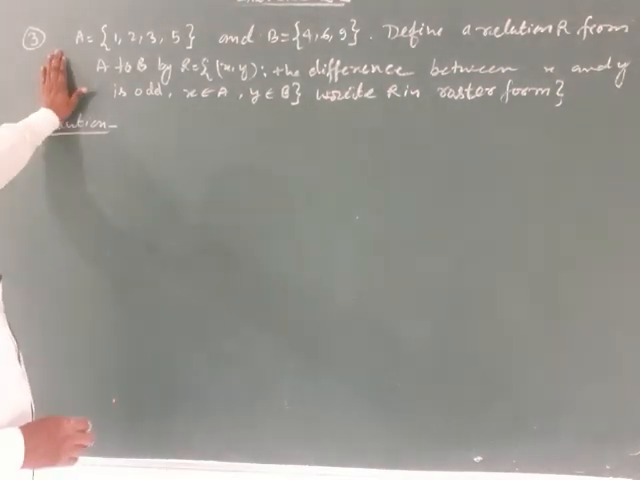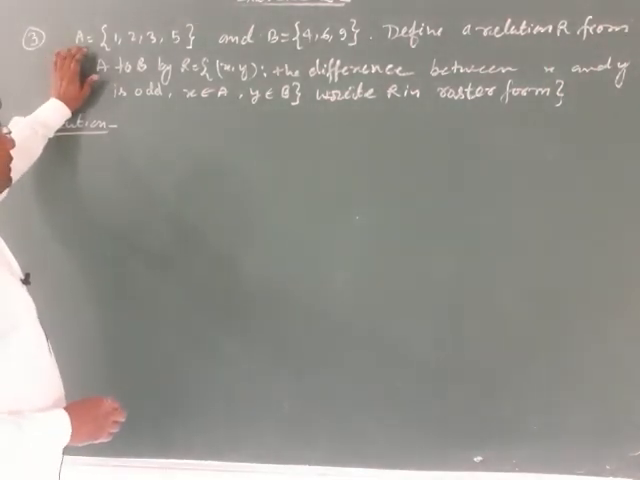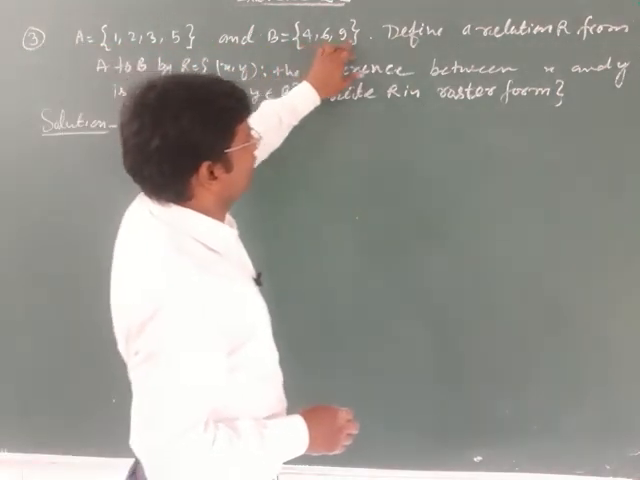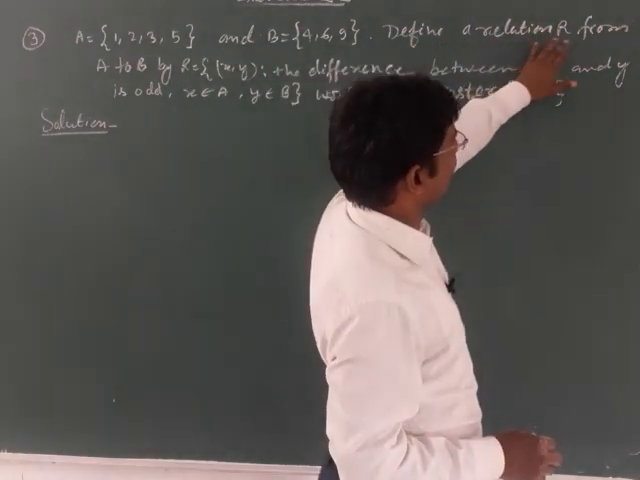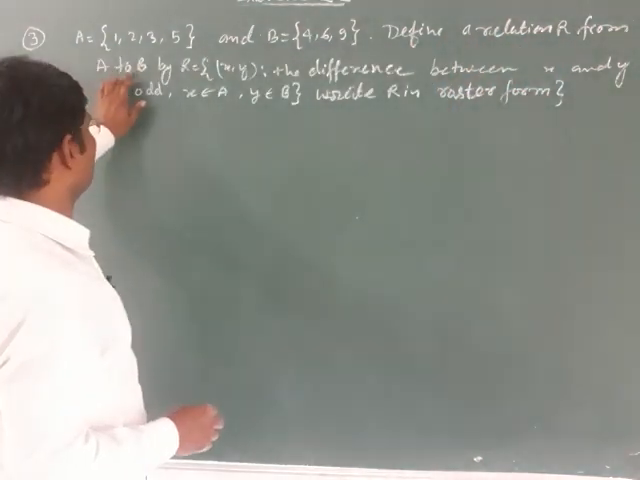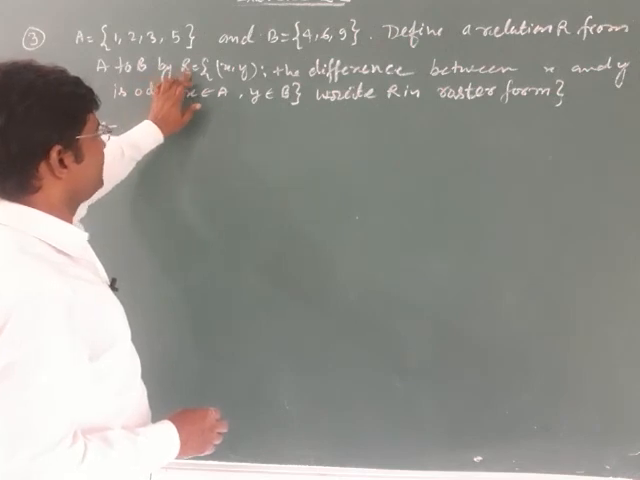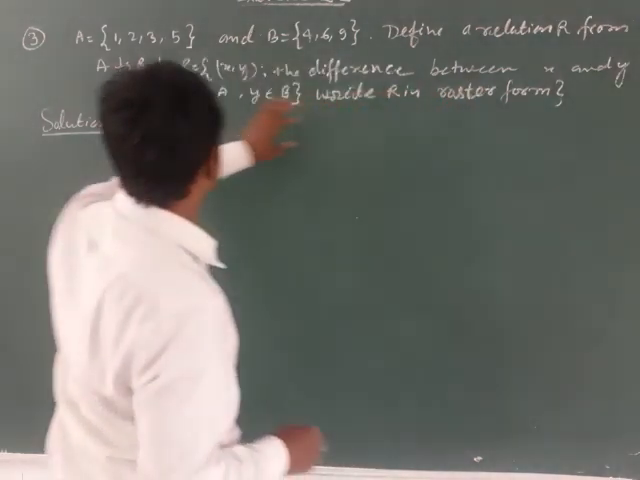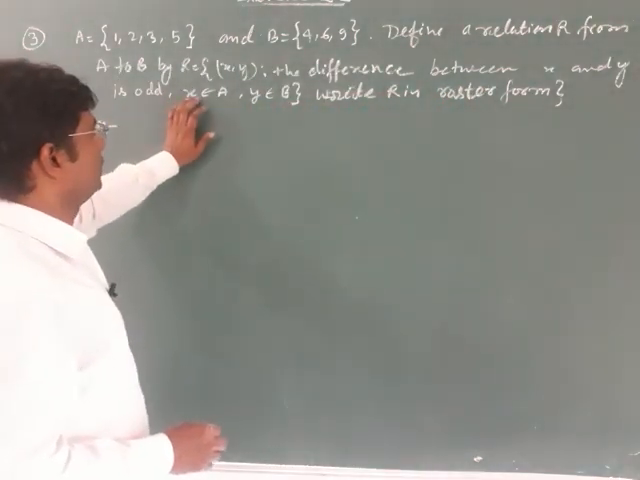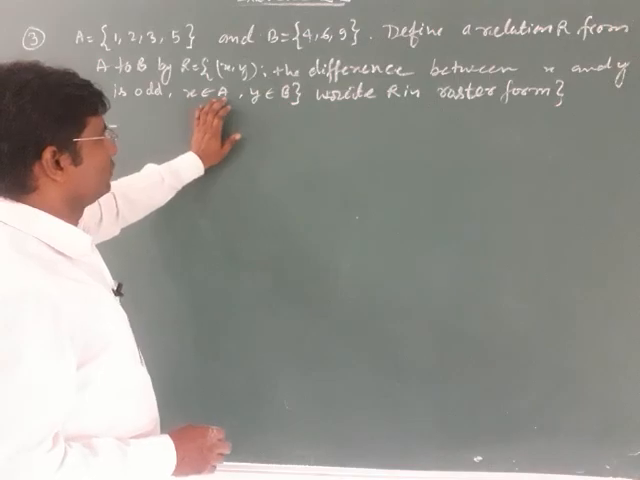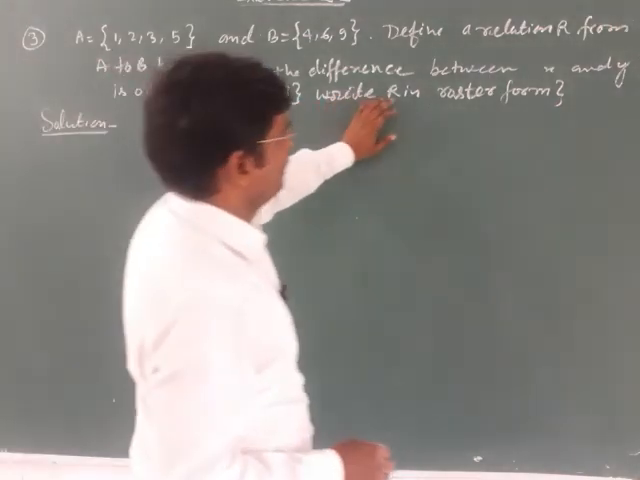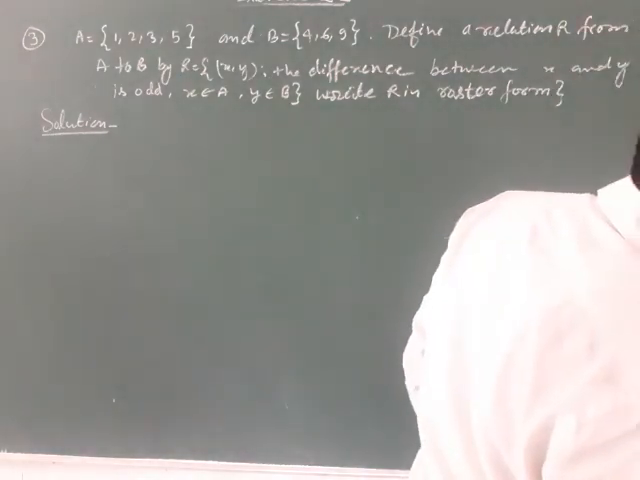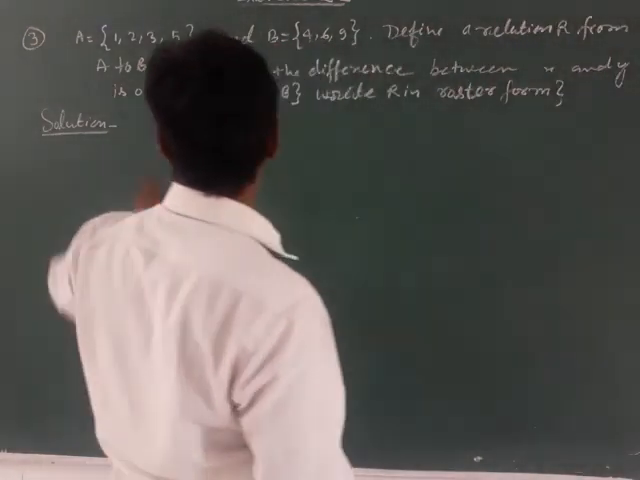Question number 3. Set of elements A = {1, 2, 3, 5} and B = {4, 6, 9}. Define a relation R from A to B by R = {(x, y) such that the difference between x and y is an odd number}, where x belongs to A and y belongs to B. Write R in roster form.